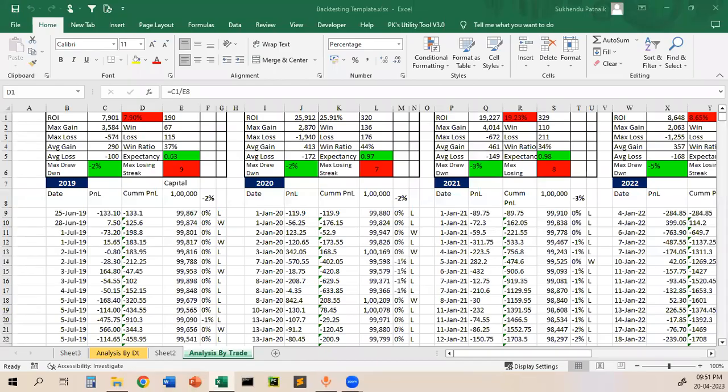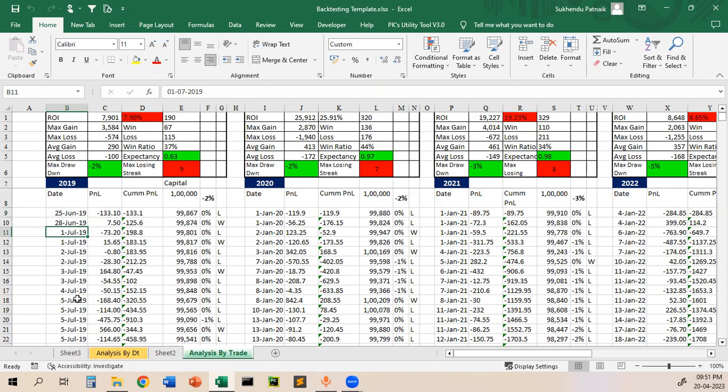So in this file, I've created a template where you can test the strategies which are backtested, and the outcome comes in an Excel sheet. Here in this file, there's one analysis by trade. This means for every trade, there's a line item. So on a particular date, if there are 2 trades, there'll be 2 line items.